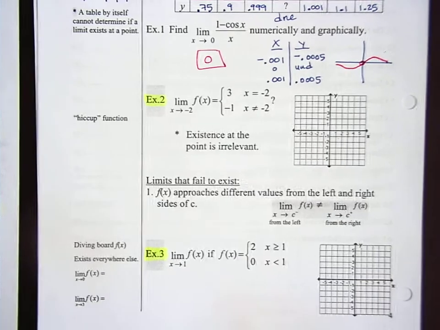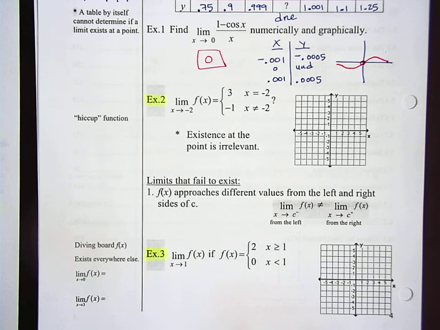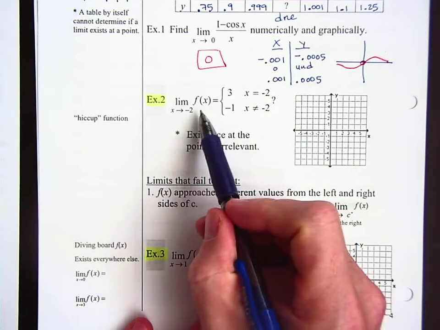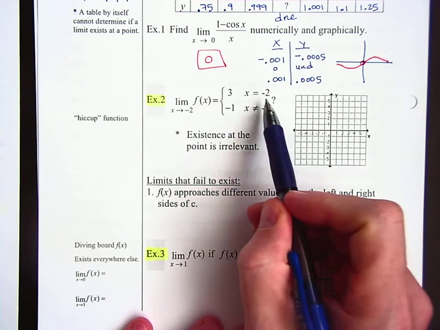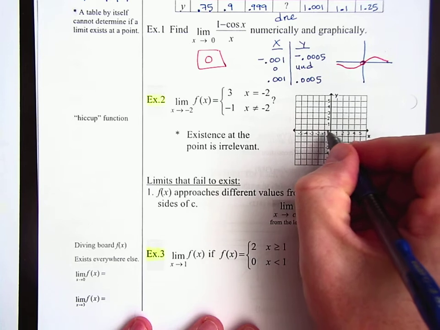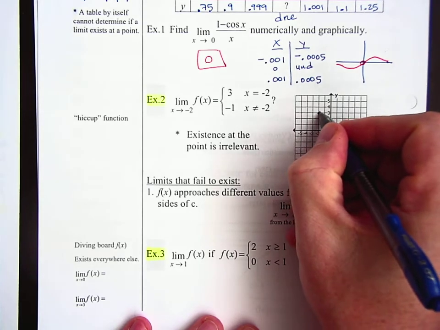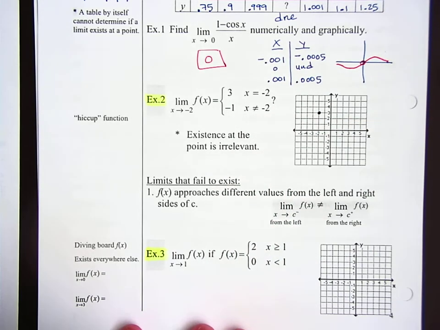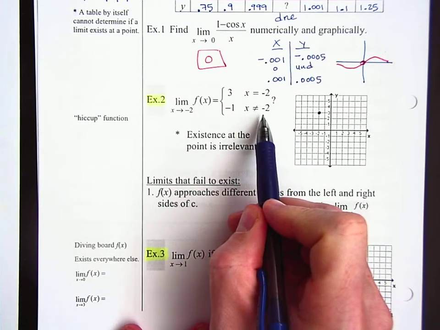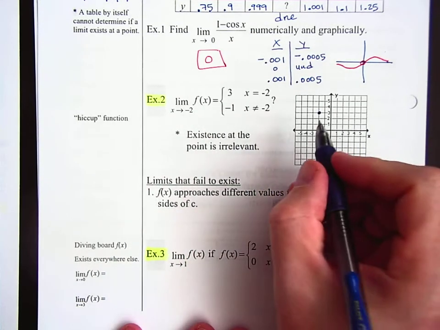The limit as x approaches -2 of a piecewise defined function. So as we look at this function, the function is equal to 3 when x is equal to -2. So we can go, okay, x is -2, y is 3. So we have that point, and then for the rest of the domain, the function's equal to -1.